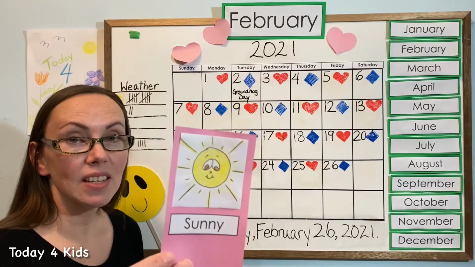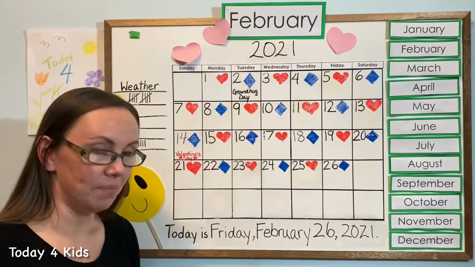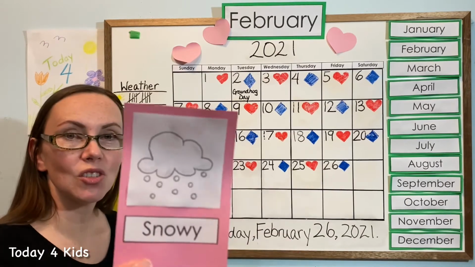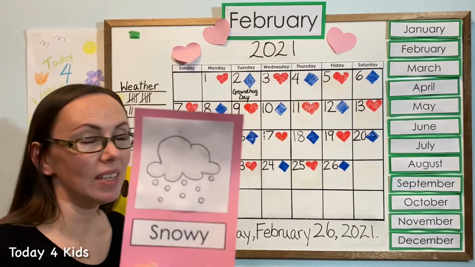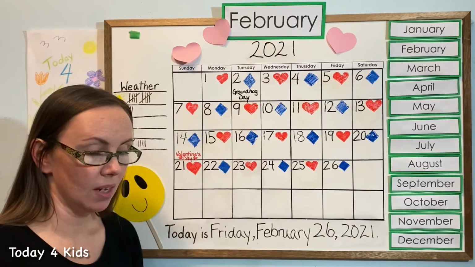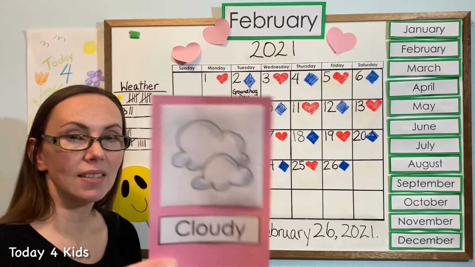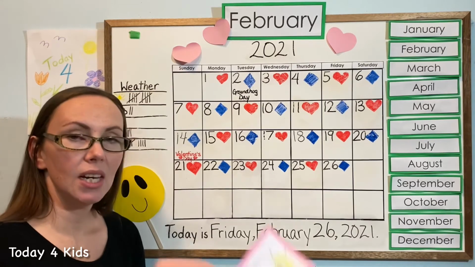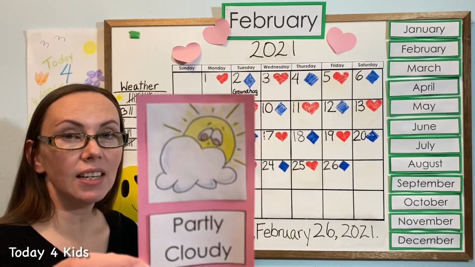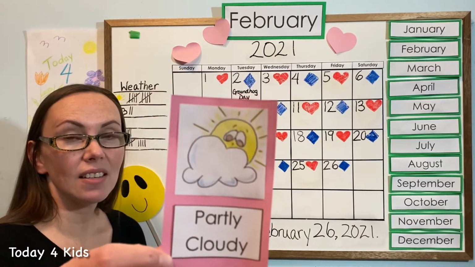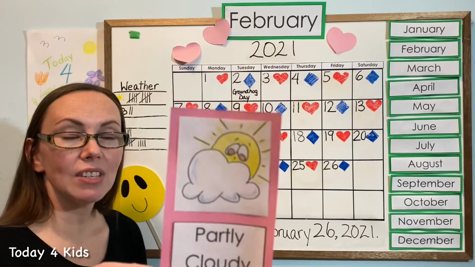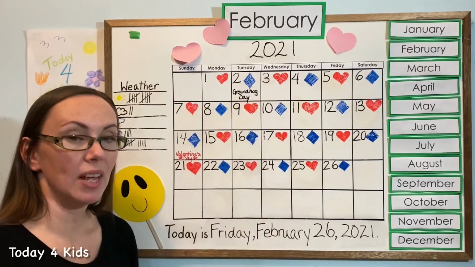It's a little bit sunny for me, but not totally sunny. What about snowing? Is it snowing for you? It's not snowing where I am. What about cloudy? Is it cloudy for you? It's not cloudy where I am. What about partly cloudy, partly sunny? That's what it's like where I am today. The sun is shining a little bit, but the clouds kind of dance around and play peekaboo with the sun. So I'm going to hang on to that one.